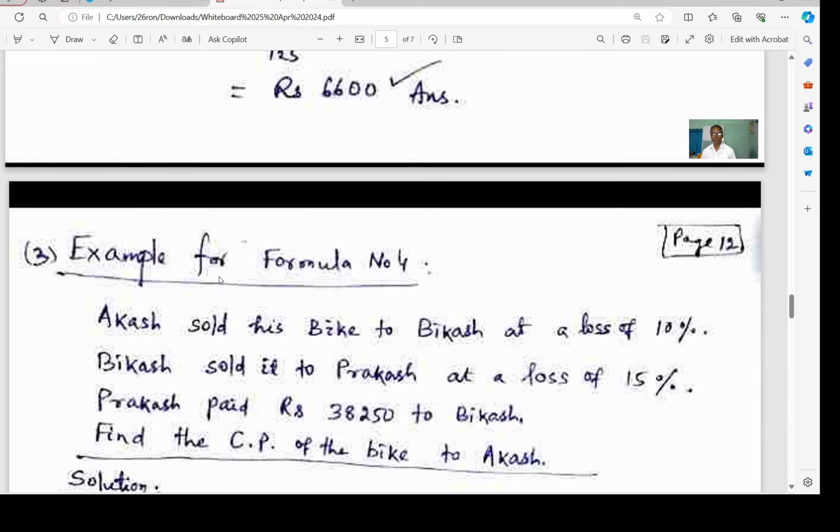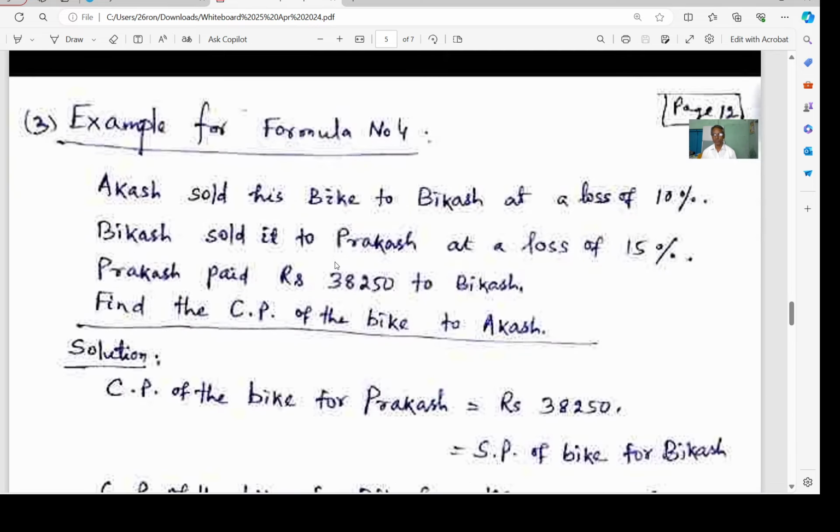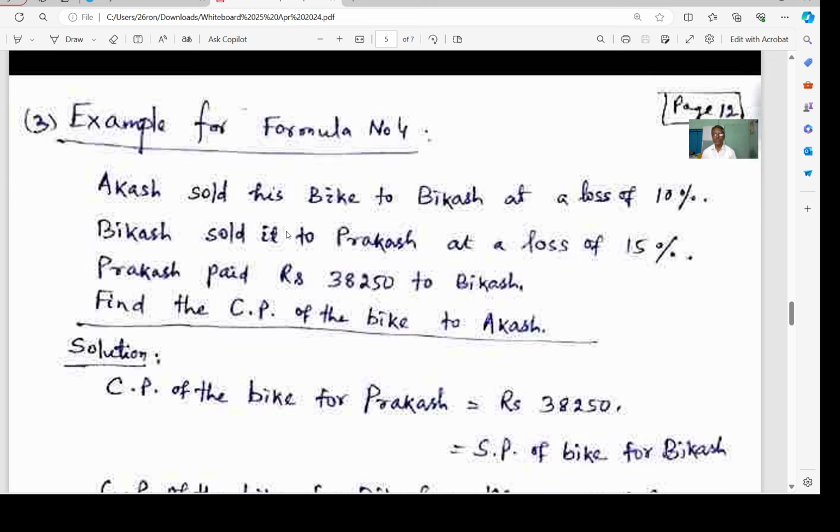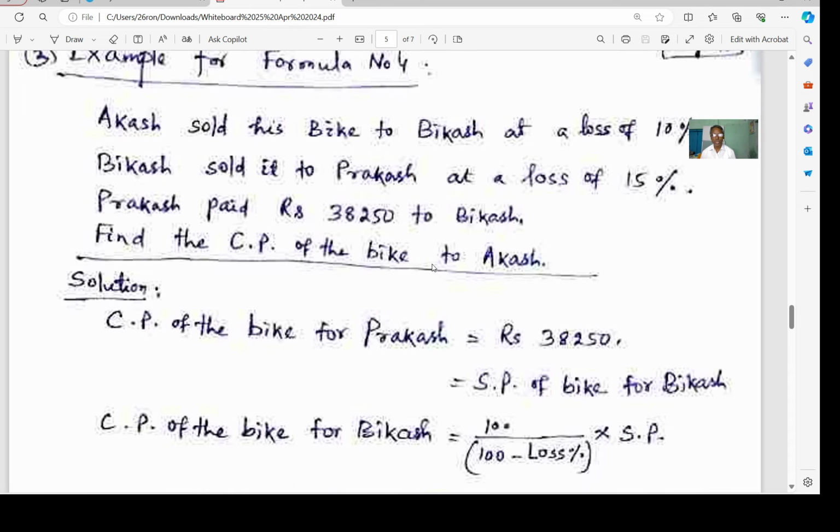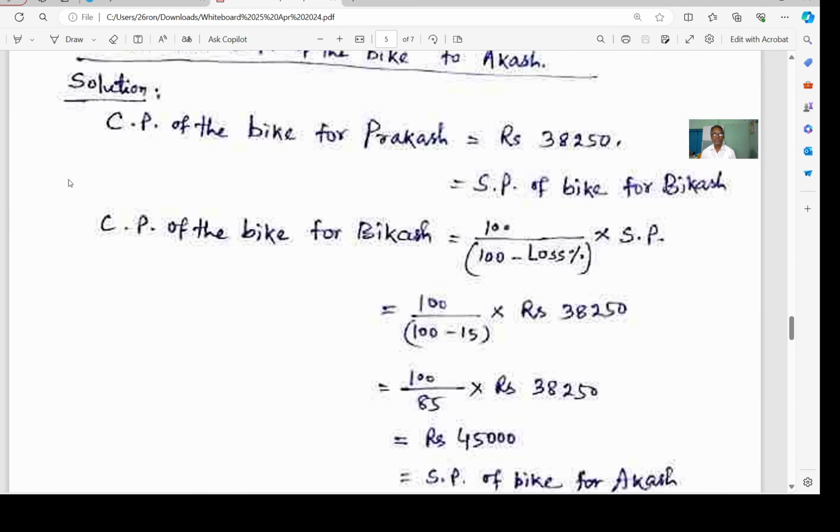Example 3, by using formula 4. Akash sold his bike to Vikas at a loss of 10%. Vikas sold it to Prakash at a loss of 15%. Prakash paid rupees 38,250 to Vikas. Find cost price of the bike to Akash. Cost price of the bike for Prakash is equal to rupees 38,250. This is equal to sale price of the bike for Vikas.